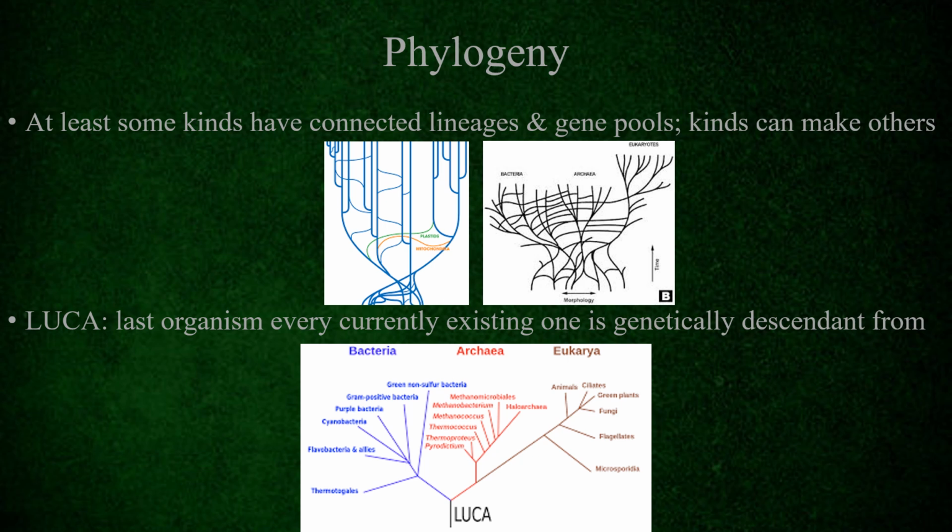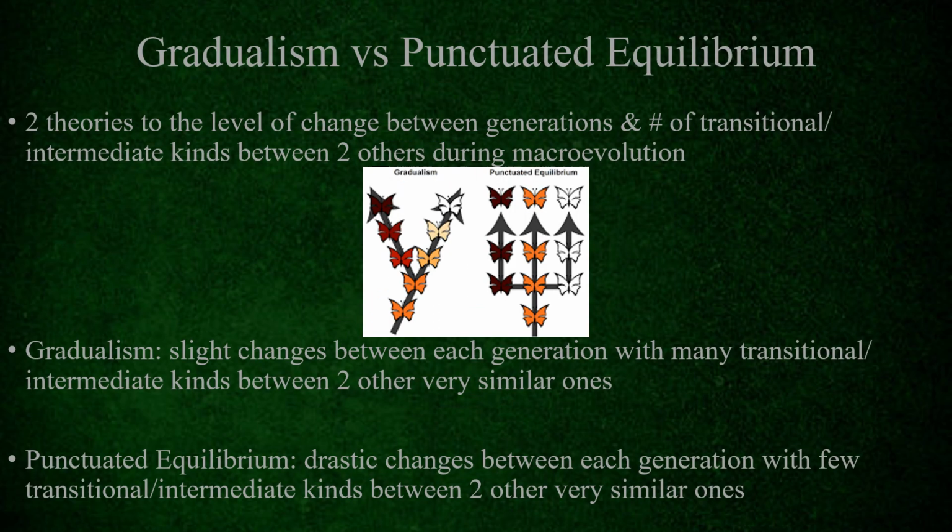And the main view is that all kinds originate from one original kind, and within it you have LUCA, aka last universal common ancestor, which is the proposed organism that every currently existing one is genetically descended from. Now, gradualism and punctuated equilibrium are two theories on the level of change between generations and the number of transitional intermediate kinds between two other kinds during macroevolution.